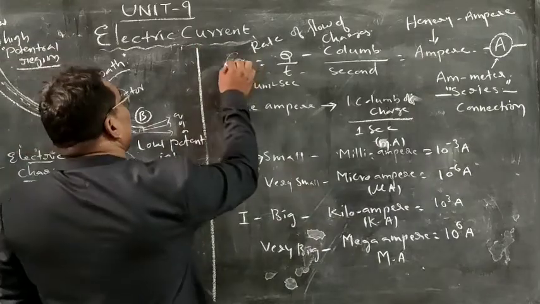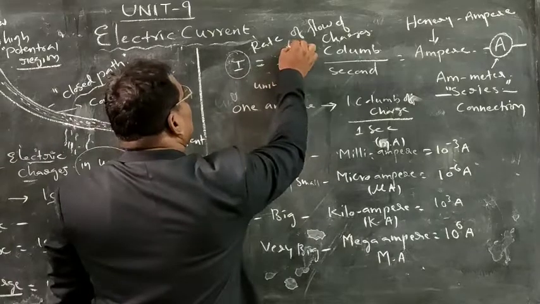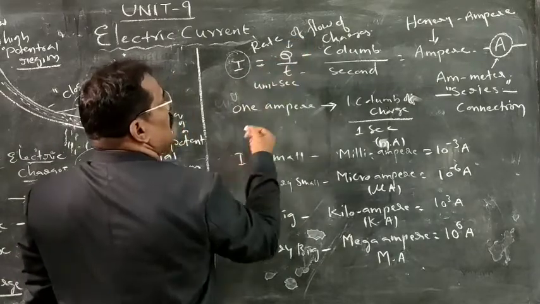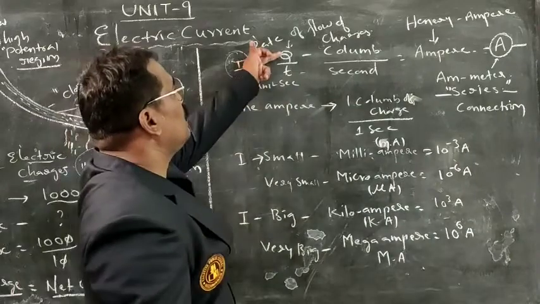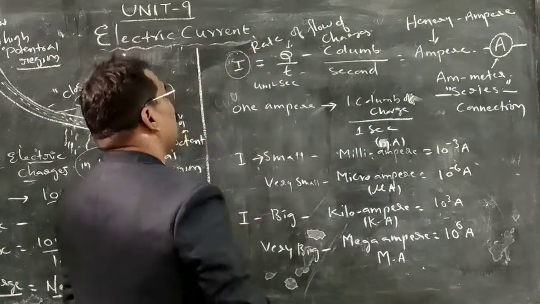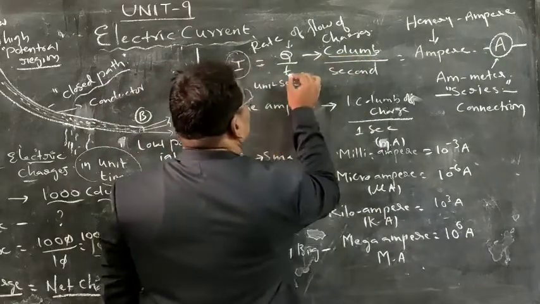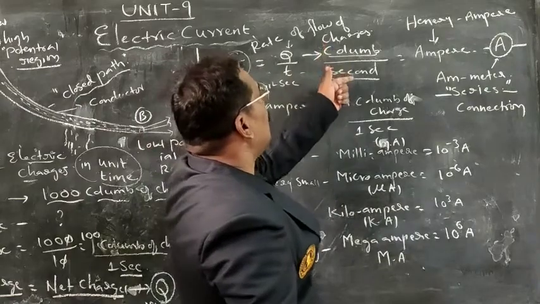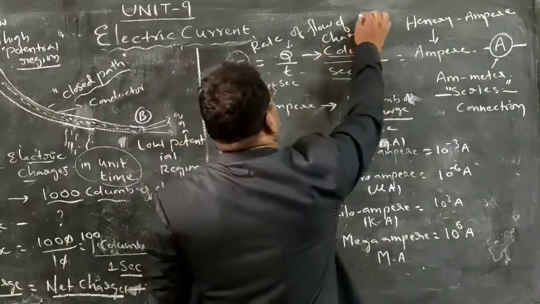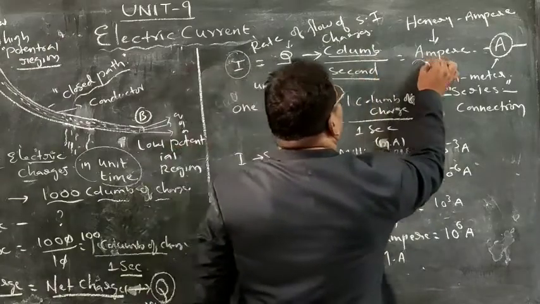Current is represented by capital I. Total charge is capital Q. Time interval is represented by T. I is equal to Q by T. If I go for units, charge is measured in coulombs and time interval is measured in seconds. So in SI units, it is coulomb per second.